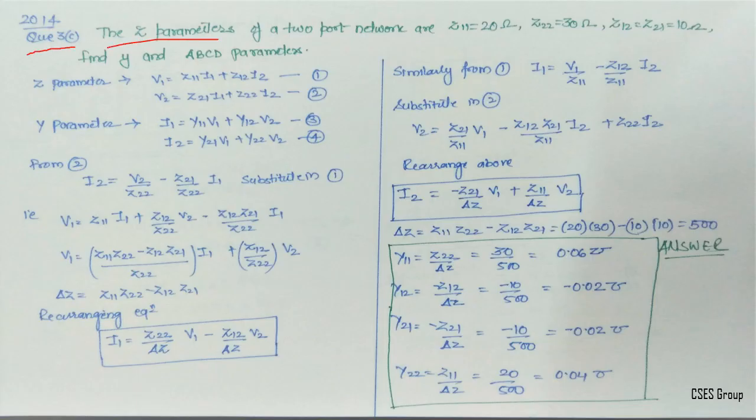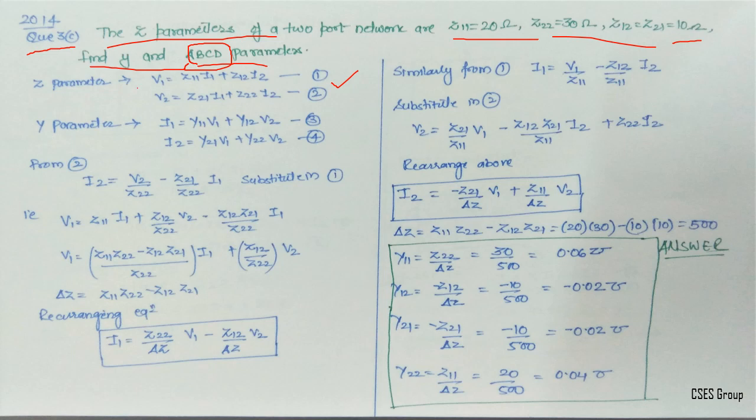The next question is question number 3. The Z parameters of a two-port network are given here, and determine the Y and ABCD parameters. So please understand, you need to find out the Y and ABCD parameters using the Z parameters. Before that, guys, you need to understand how to convert Z parameters into Y and ABCD. So let us start with Y.